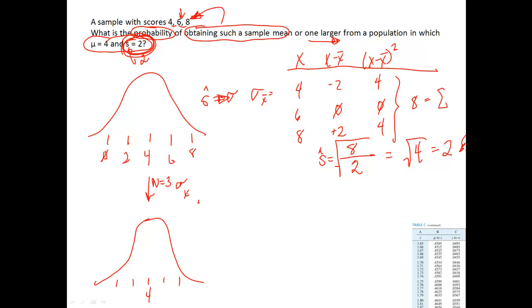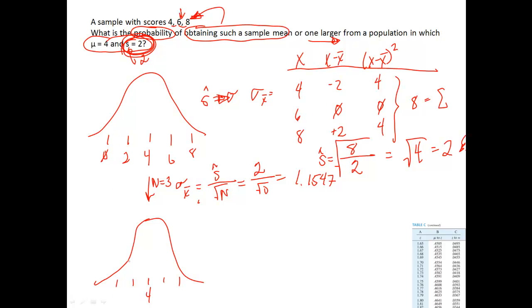I need to calculate sigma sub x bar, because remember, it's got to shrink, and it hasn't shrunk because it's still 2 if I just use S hat. So to find sigma sub x bar, we use S hat as our estimate of the population standard deviation, and then we divide by the square root of n. So I take S hat of 2, divide by the square root of 3, type that in my calculator, and it spits out 1.1547 and a couple of zeros. That makes sense because my standard deviation was 2, now it's a little over 1, so it did shrink.